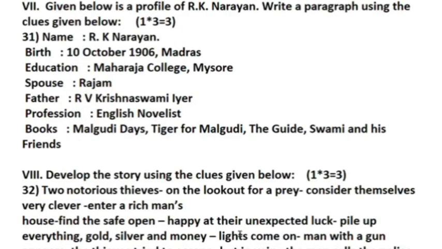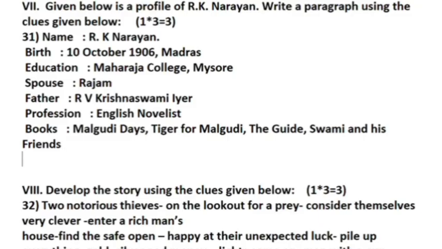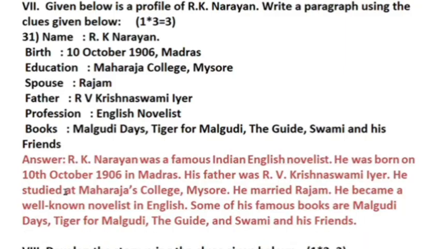Seventh main, given below is a profile of R.K. Narayan. Write a paragraph using the clues given below. So you can see the paragraph. Name: R.K. Narayan. Birth: 10th October 1906, Madras. Education: Maharaja's College, Mysore. Spouse is Rajam. Father is R.V. Krishnaswamy Iyer. Profession is English novelist. Books: Malgudi Days, A Tiger for Malgudi, The Guide, Swami and His Friends. So the answer will be like this.